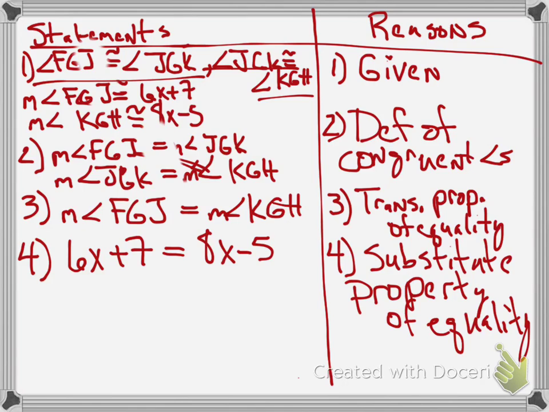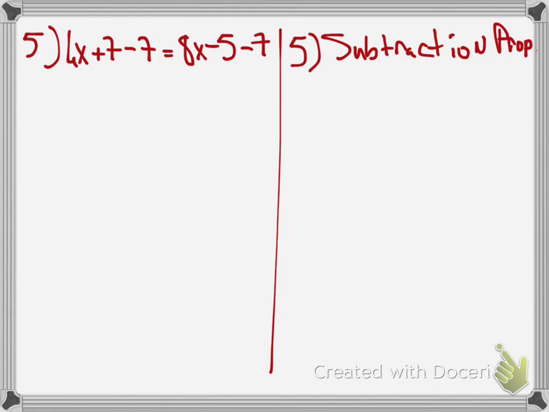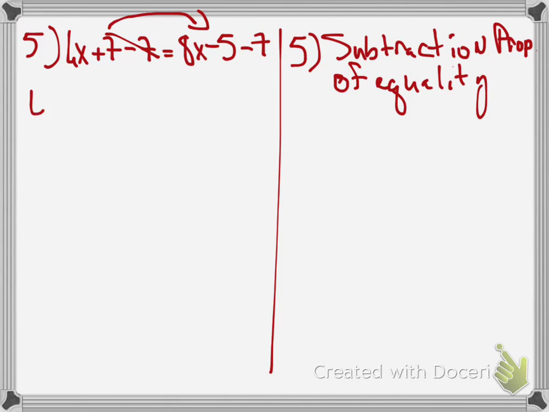So moving on. I'm going to subtract 7 from both sides because, like I always say, I like to do numbers to the right, variables to the left. I'm moving this 7 over so these cancel out, and I'm using the subtraction property of equality to do that. That would leave me with 6x equals 8x minus 12, based off the substitution property of equality.